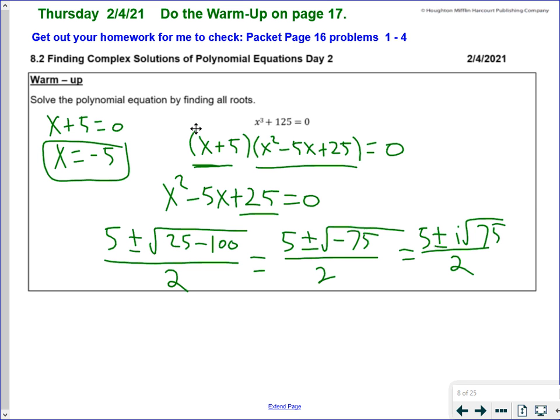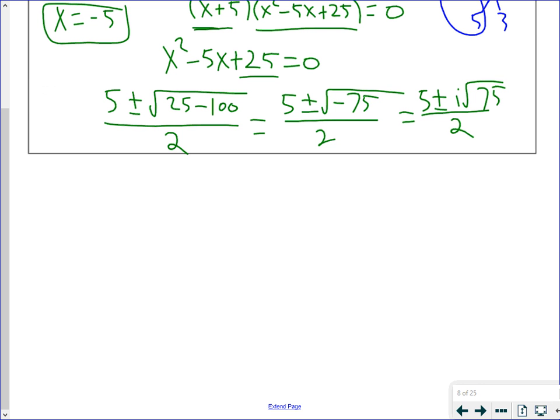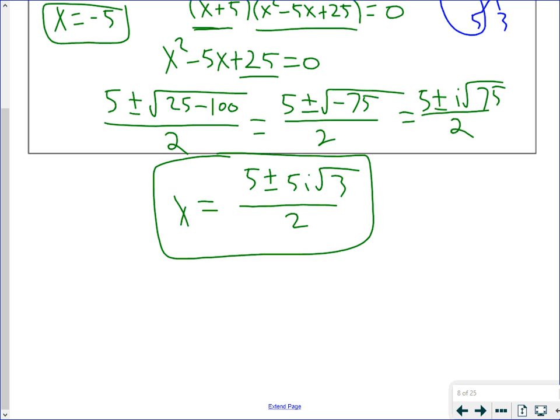So let's do this up here in the corner. For finding the prime factorization of 75, we need to break this down into all prime numbers and pair up any of the same numbers. So in this case, we have one pair of 5s, and we're left over with a 3. So we take out that 5 that we grouped up, and we'll leave the 3 inside of the square root. So our x values from the second factor will be 5 plus 5i root 3 over 2 and 5 minus 5i root 3 over 2.